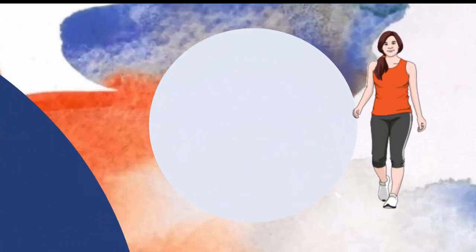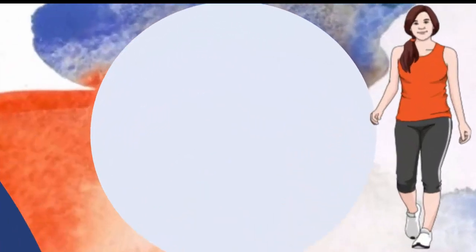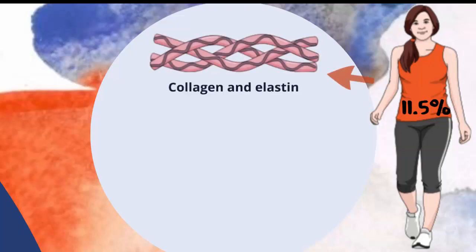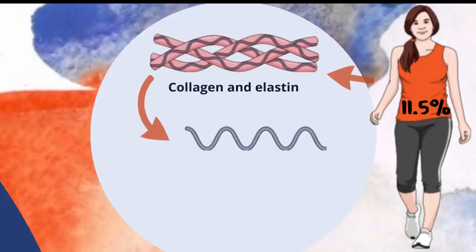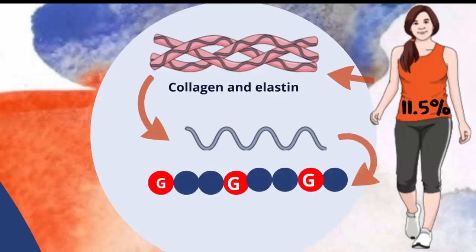First and foremost, it's structural. 11.5% of the total amino acid content of the body is glycine. So effectively, you're made of glycine. Now, most of that glycine is found in collagen and elastin. Collagen is a protein made up of a triple helix. The individual strands have every third amino acid as a glycine molecule.